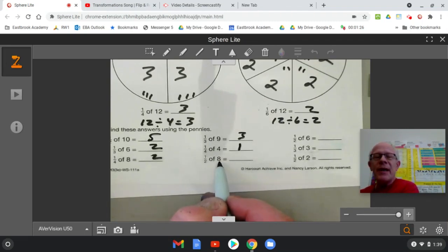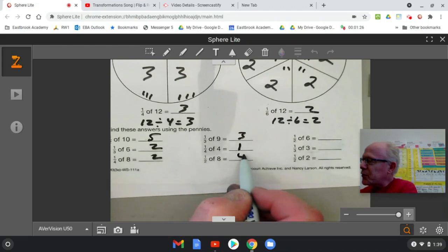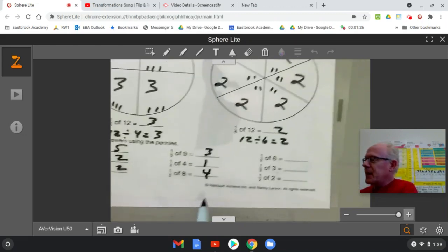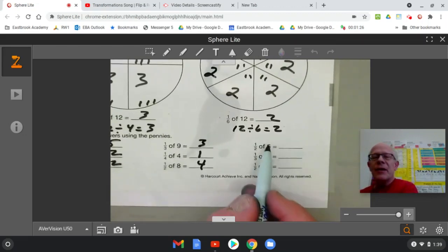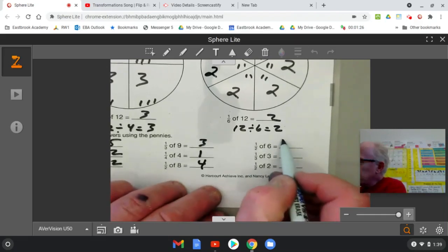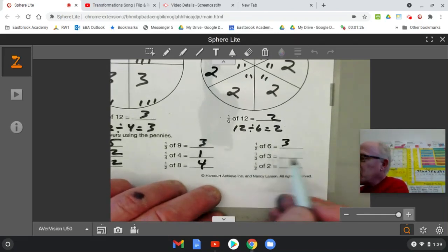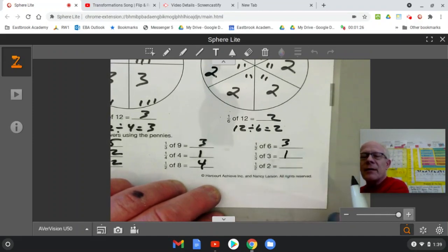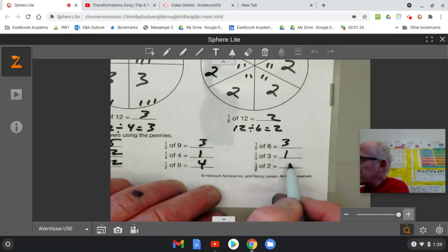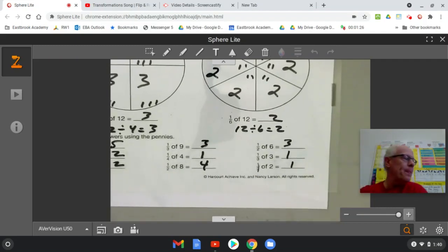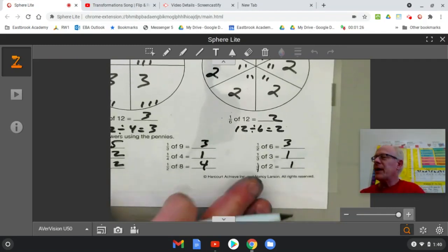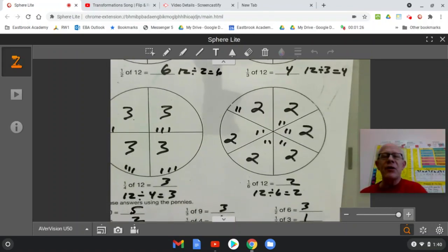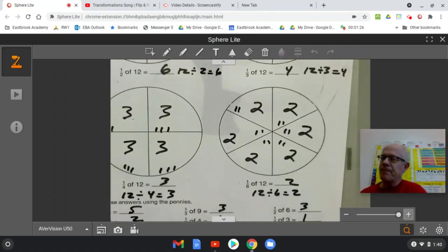1/2 of 8 would be 8 divided by 2, which equals 4. 1/2 of 6 would be 6 divided by 2, which is 3. 1/3 of 3 would be 3 divided by 3, or 1. And 1/2 of 2 would be 2 divided by 2, or 1. Okay? So that's how to figure out a fractional part for a set.